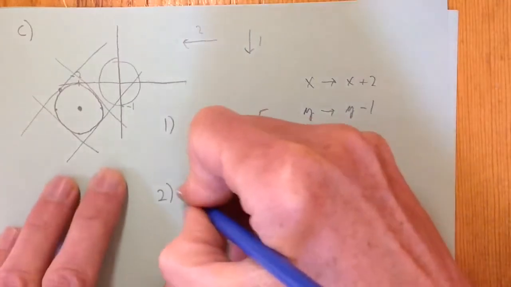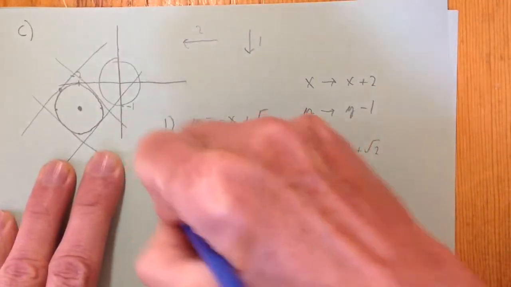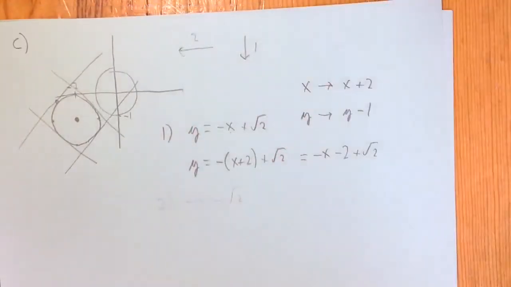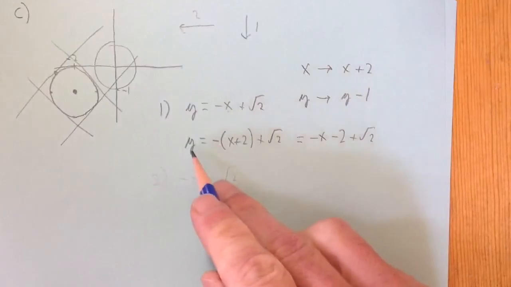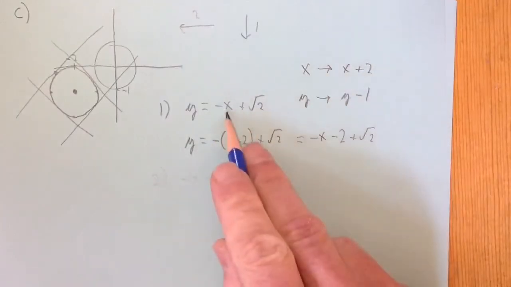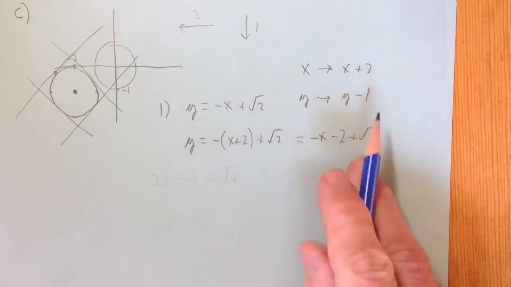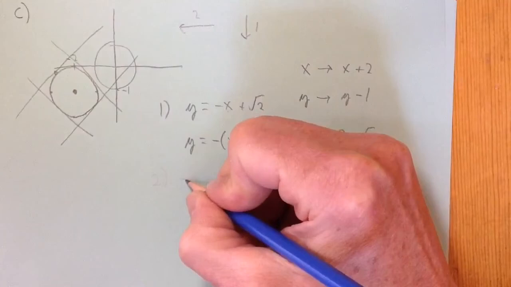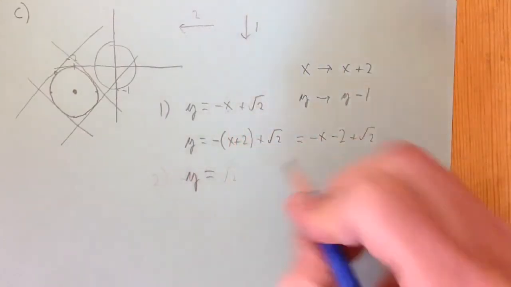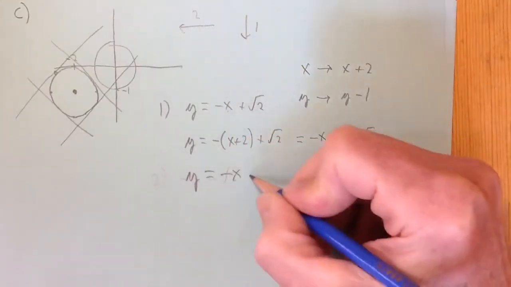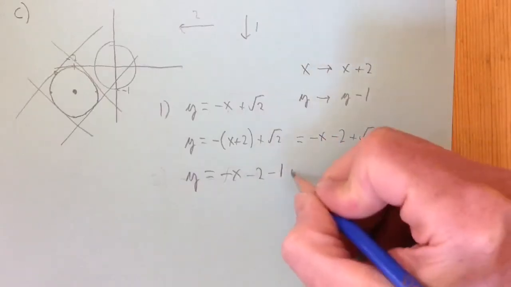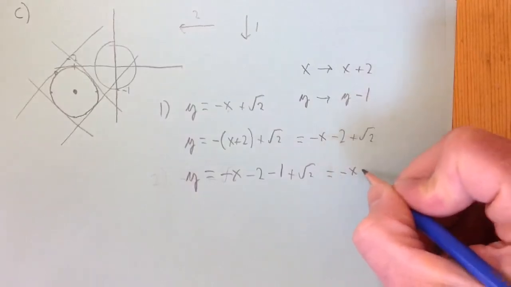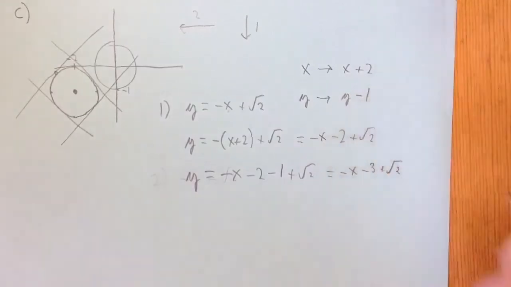Oops. This is why I'm supposed to use a pencil. I forgot the second step. Now we got to add 1 to it. So this is our new x. First we shifted it, replaced x by x plus 2. Then we take away 1 from the y. So we just take away 1 from this. So then our y, take away 1, would be -x minus 2 minus 1 plus root 2. Take away 1, doesn't matter where we do it. So finally it's -x minus 3 plus root 2.